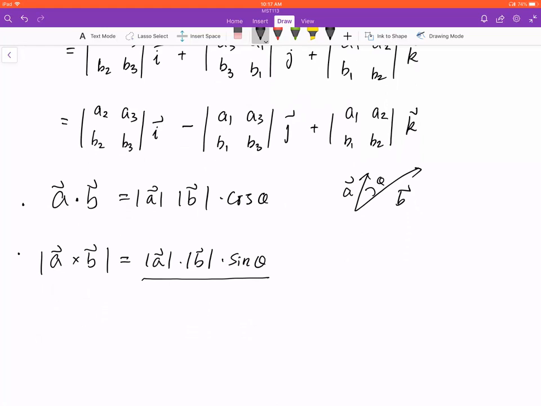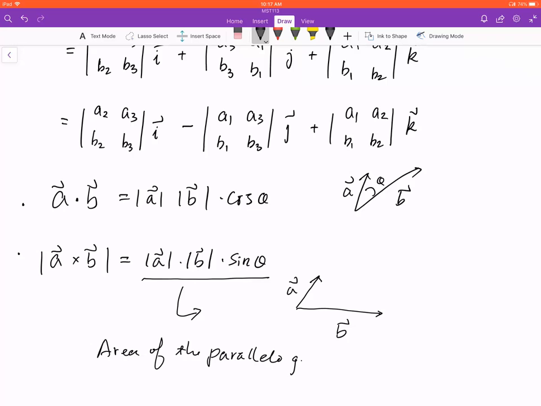Now, there is an interpretation of this expression on the right-hand side. This one over here is precisely the area of the parallelogram spanned by these two vectors. So if you have A vector over here, and you have another vector, say B over here, then this value is exactly the area of this parallelogram. And how do you do that? You just put it over here, and this is the one. So this area is exactly the magnitude of A times the magnitude of B times sine theta.